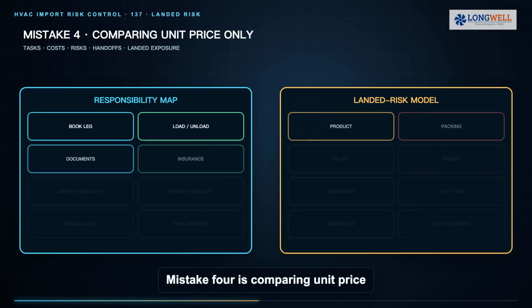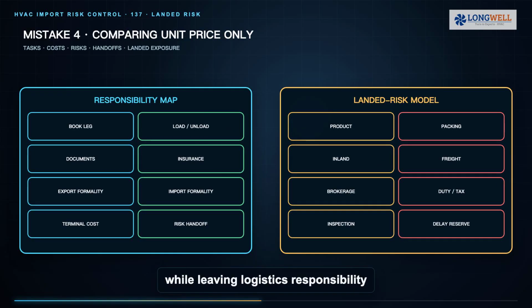Mistake 4 is comparing unit price while leaving logistics responsibility undefined. The quotation must identify the named delivery place and the selected Incoterm rule, but that is only the starting point. Map who books each leg, loads and unloads, prepares which documents, arranges insurance if required, handles export and import formalities, pays terminal and destination charges, and carries risk at each handoff. Then build a landed risk model with product price, tooling or one-time charges, packing, inland movement, freight, insurance, brokerage, duties and taxes determined for the actual classification, inspections, storage, and a damage or delay reserve.